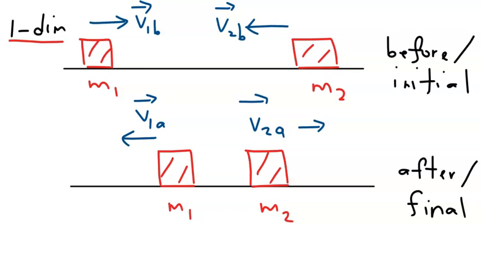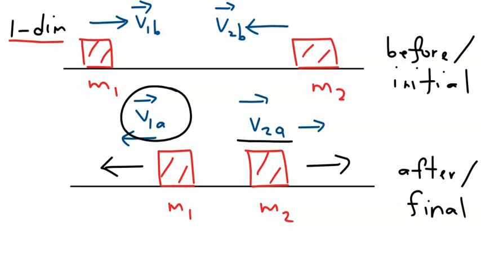The top diagram shows two objects, mass 1 and mass 2, approaching each other with velocity v1b and v2b respectively. After colliding, m2 moves to the right and m1 moves to the left. m2 moves with velocity v2a and m1 moves to the left with velocity v1a.